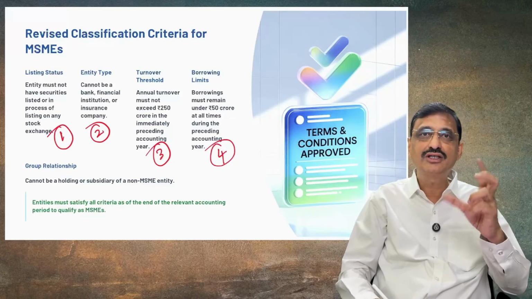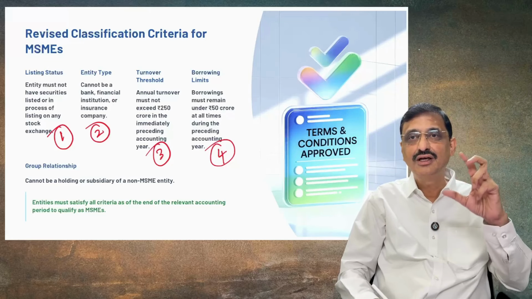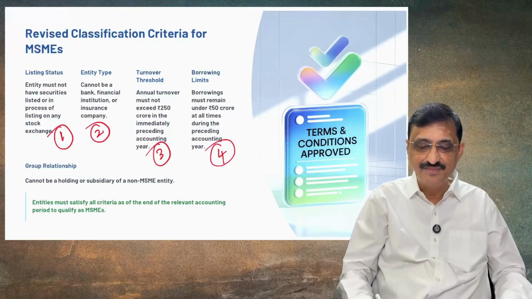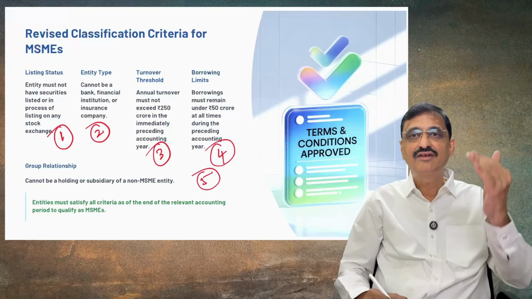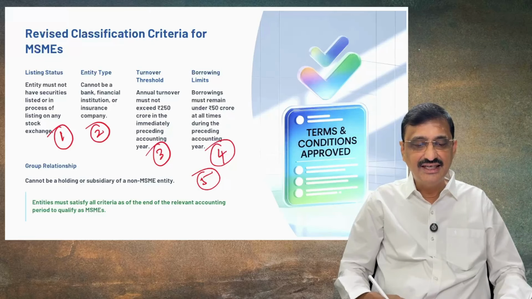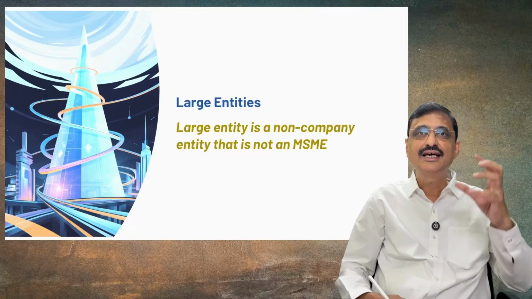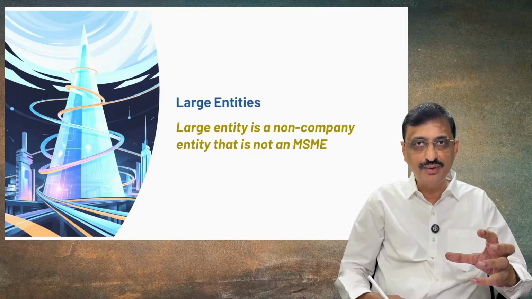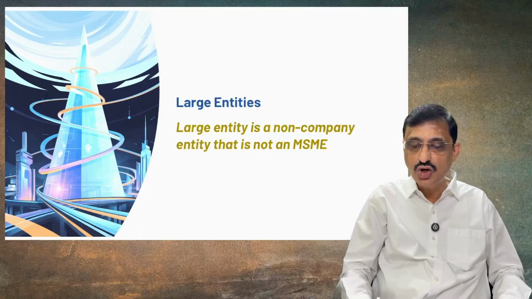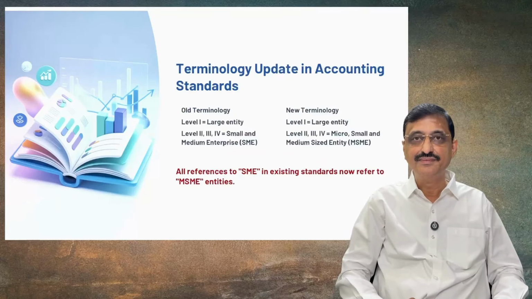and such a non-corporate entity should not be a subsidiary of a non-MSME entity. It should not be a holding or a subsidiary of a non-MSME entity. These are the 5 conditions. If all these 5 conditions are satisfied, the entity will be classified as an MSME. Then what do you mean by a large entity? A large entity is a non-corporate entity which is not an MSME.